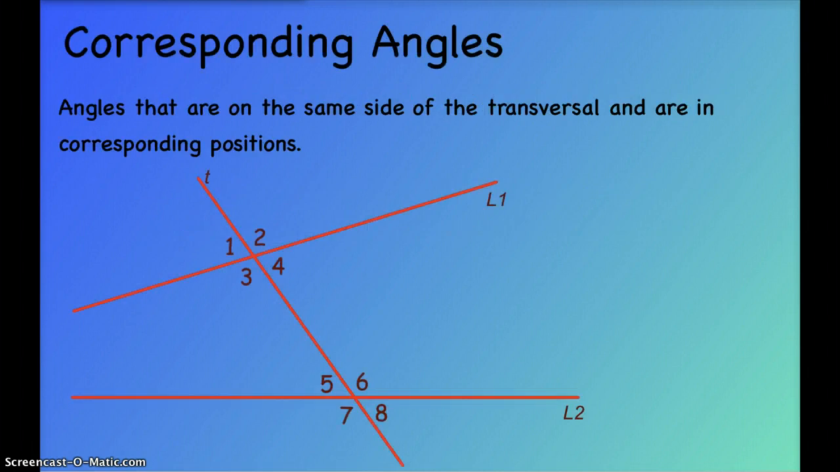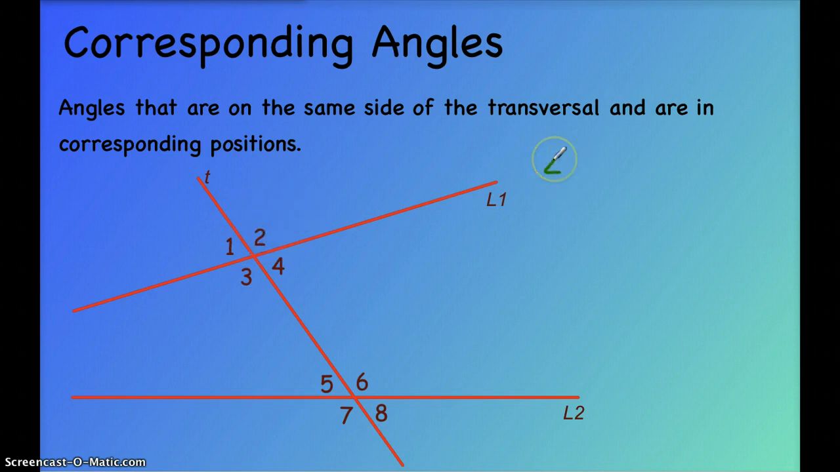The first one we're going to look at are corresponding angles. So to review this, corresponding angles are those that are on the same side of the transversal and are in corresponding positions. So what that means is you're going to be looking at angles that are on the same side of this line right here labeled line T. And then they have to be in corresponding positions. In other words, they have to be in the same place.